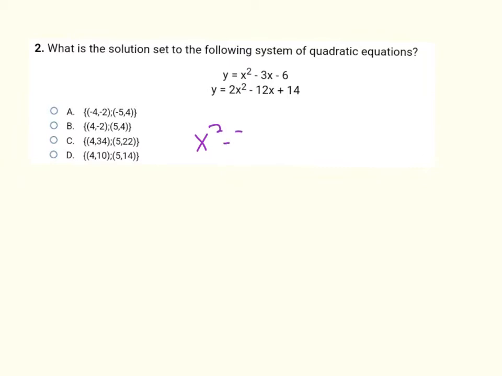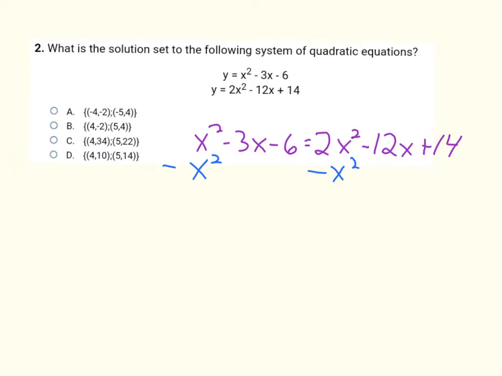So I can take x squared minus 3x minus 6 equal to 2x squared minus 12x plus 14, and I'm going to solve this equation for x. It's a quadratic, so I'm going to have to set it equal to 0 first. Because the higher coefficient on the x squared is on the right, I'm going to bring all my left terms over to the right. So that means I'm going to have to subtract x squared from both sides, and I'm lining up like terms.